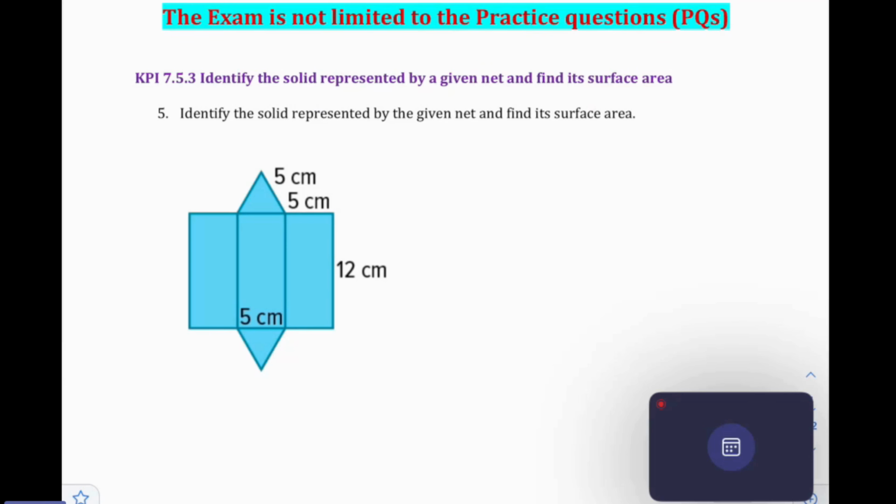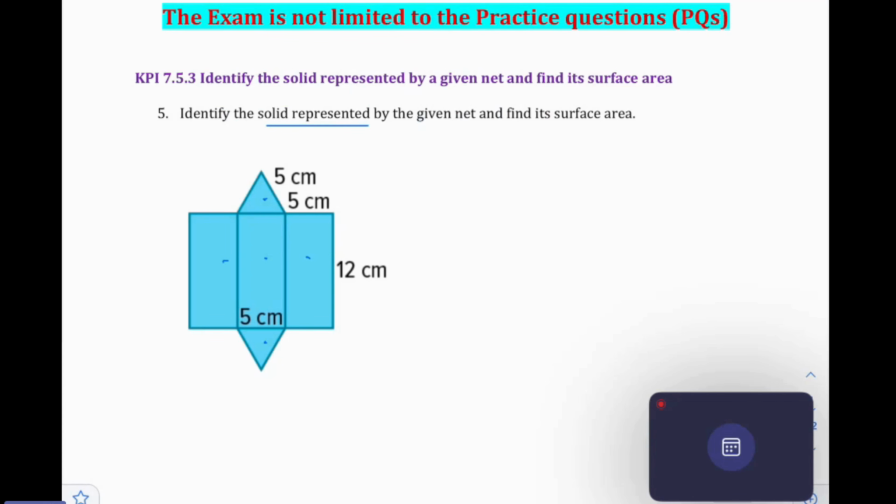Sometimes it is better to find the surface area when you open the shape, because you are going to divide the area into parts and find the area of each part. For example, for this question, identify the solid represented. What do you notice here? We notice that we have two congruent bases. Each of them is a triangle. And we also have faces. Each of them is a rectangle.